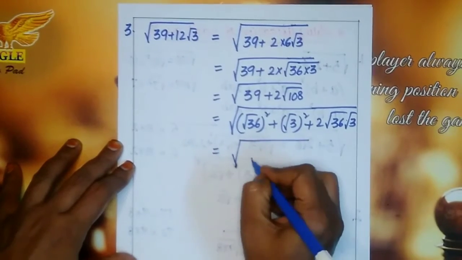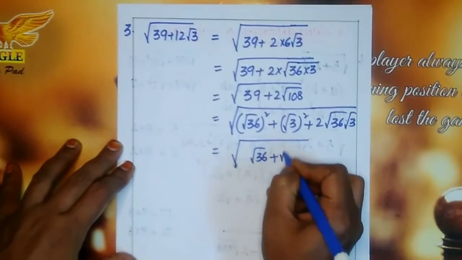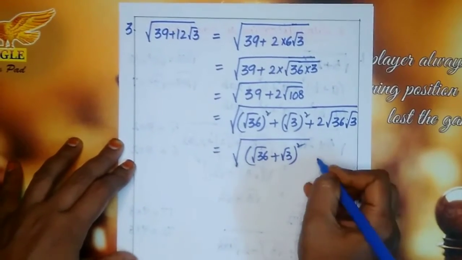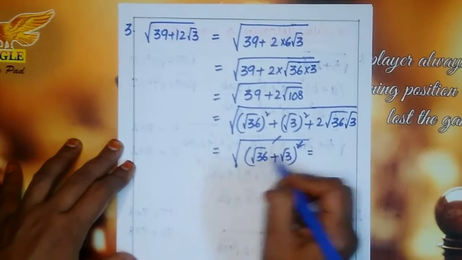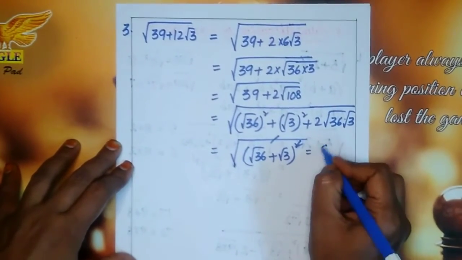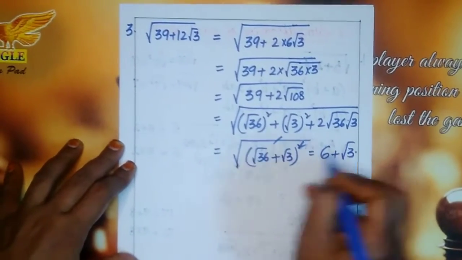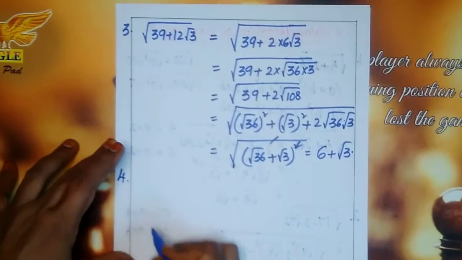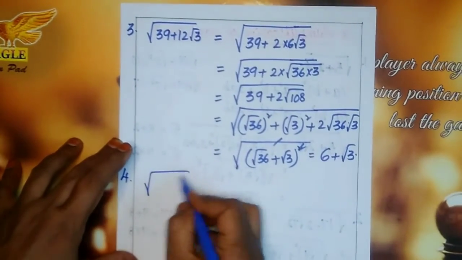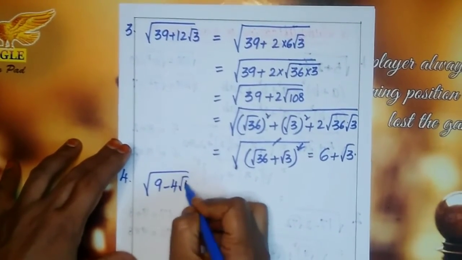Now square root of a plus b whole square. Square root gets cancelled. You got root 36 plus 3. Root 36 is 6 plus root 3 is the answer. Now next question. Square root of 9 minus 4 root 5.